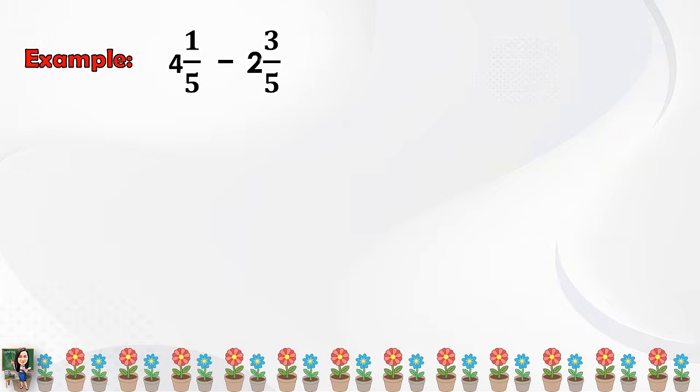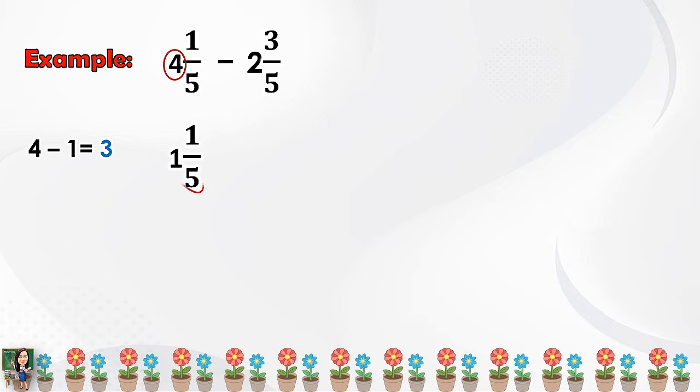Let's see the numerator. 1 minus 3 cannot be subtracted because 1 is smaller than 3. To make the first fraction bigger, let's borrow 1 from 4. 4 minus 1 equals 3. So 4 becomes 3. Then, we borrow 1 from 4. So it becomes 1 and 1/5.